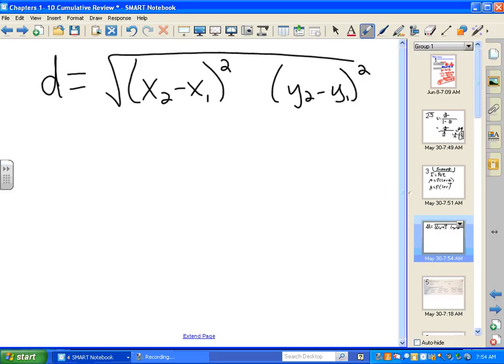Okay. What goes here? Good job. Awesome. So there's your distance formula. Okay, you can remind us of the midpoint. Grace?